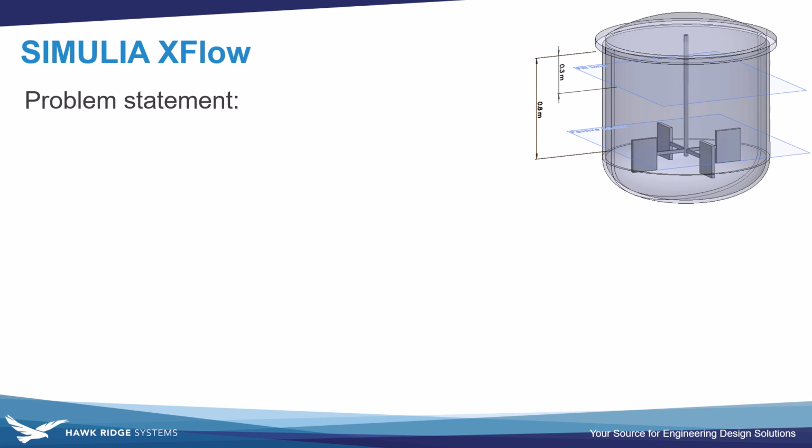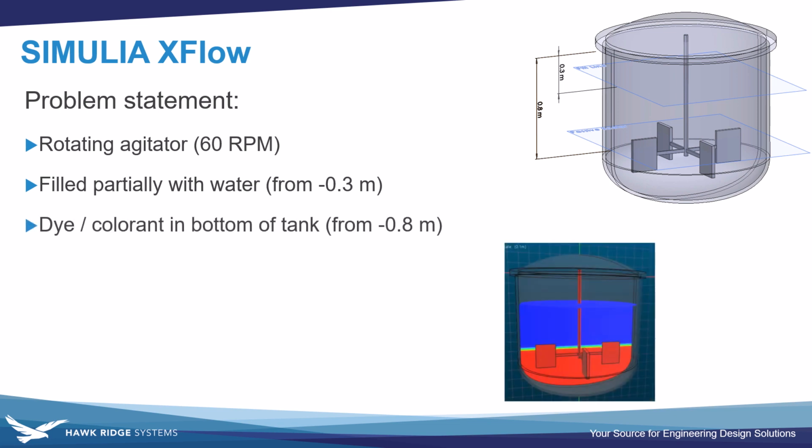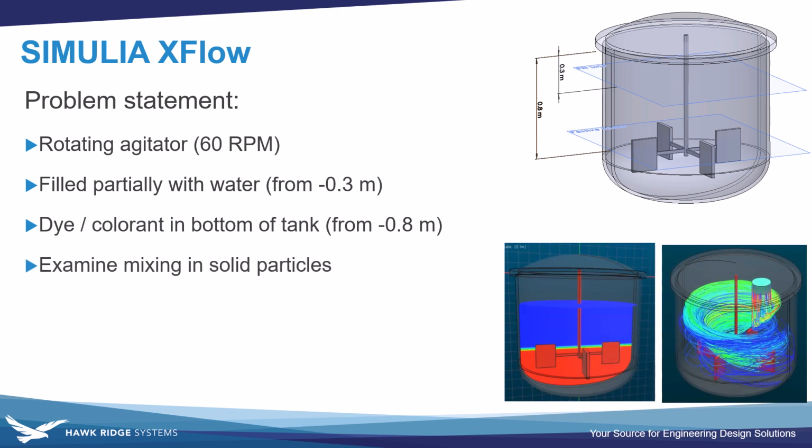So for this tutorial, it's going to be a step-by-step tutorial, and I thought I'd outline some of the goals here. We're going to have a rotating agitator that we're going to spin at 60 RPM. We're going to fill this tank partially with water, 0.3 meters from the top, and we'll add some dye or colorant to the bottom of the tank using that passive scalar from 0.8 meters down. And later on, we'll mix some solid particles into the flow.